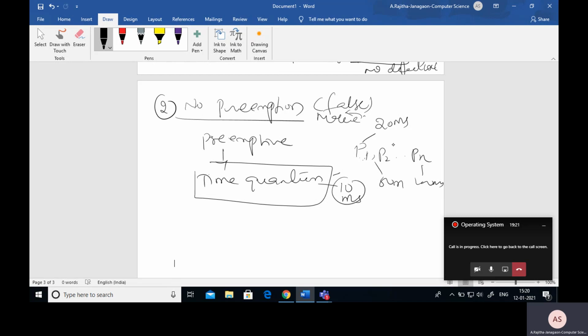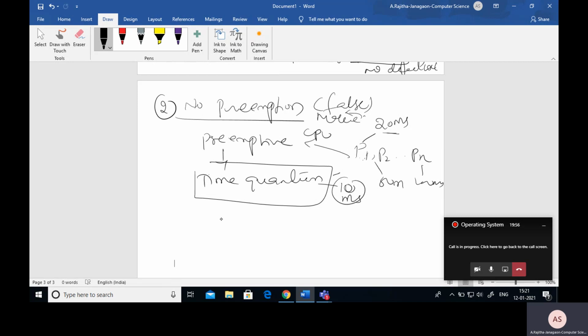Then next, like that. That means time quantum complete ayyanta varaku this P1 process is executed. Time quantum complete kagane emavutundi? Even though some burst time is left over, this process is preempted from the CPU. Ekkada nundi preempt avutundi, CPU nundi preempt avutundi. Then another process is assigned to the CPU for execution. So this is the no preemption concept.